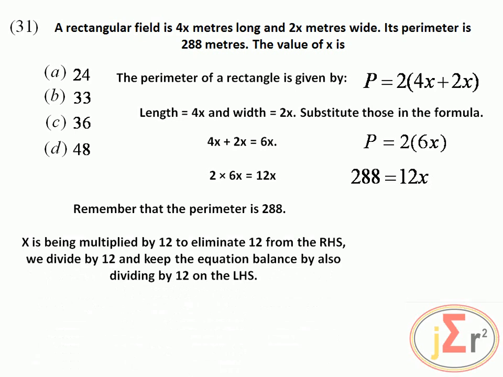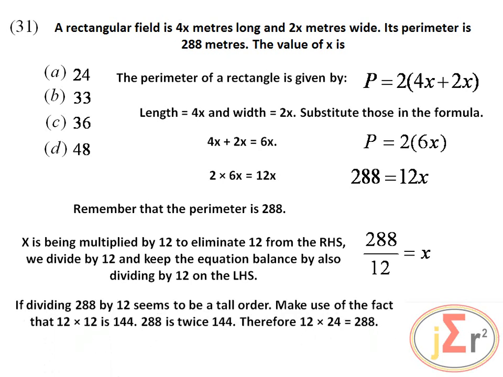So x is being multiplied by 12. That's what 12x means. So to eliminate 12 from the right hand side, we divide by 12 and keep the equation balanced also by dividing by 12 on the left hand side. So we will divide through the equation by 12. So 12 will be eliminated from this side, and we'll have on the left hand side 288 to be divided by 12.